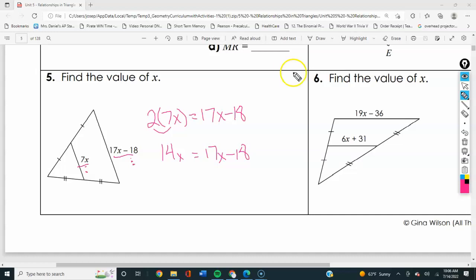I guess from there, I'd subtract 17x, because I need to get that x by itself, right? Get away from that negative 18. So I get negative 3x equals negative 18. Then I'm going to divide both sides by negative 3. X equals 6. Now, if I was looking for the length of one of those sides, I'm going to plug it back in. But we'll do those tomorrow in class.